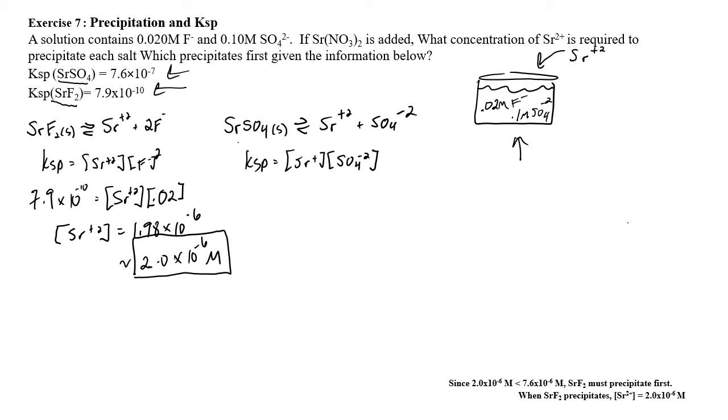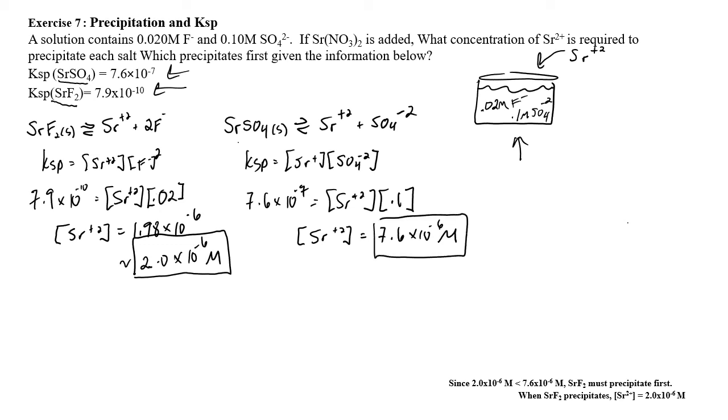Let's solve for the next one. Using the KSP given for strontium sulfate, which was 7.6 times 10 to the negative 7. Again, we're going to solve for the strontium concentration. The sulfate ion concentration was 0.1 molar. Solve for strontium, and you get 7.6 times 10 to the negative 6 molar. So what this means is, this is the concentration of strontium that's required to precipitate the strontium sulfate salt.